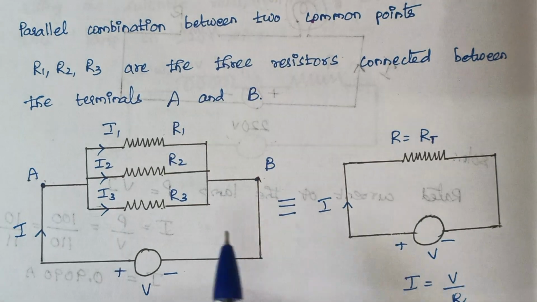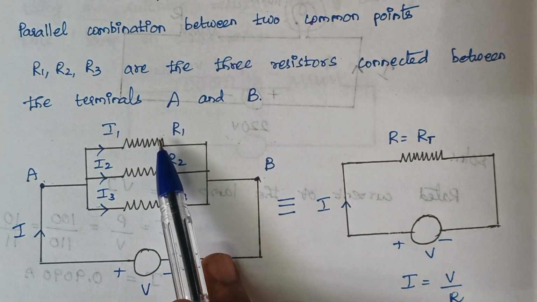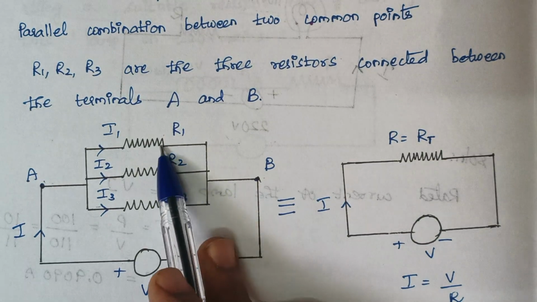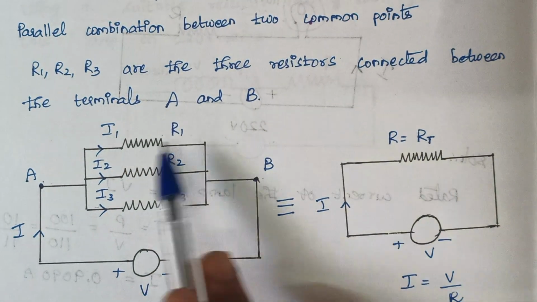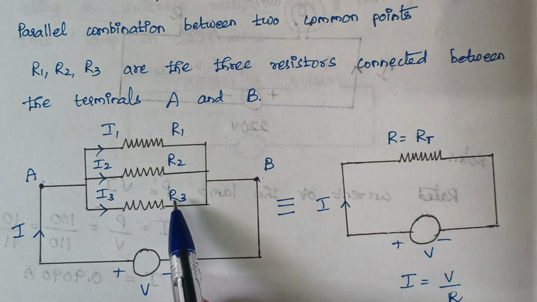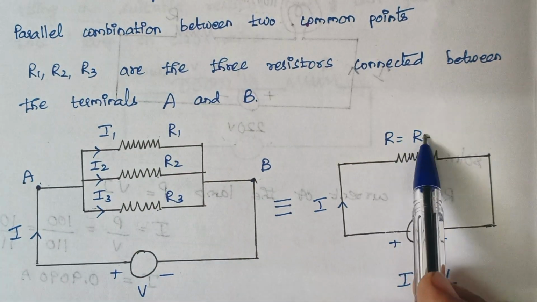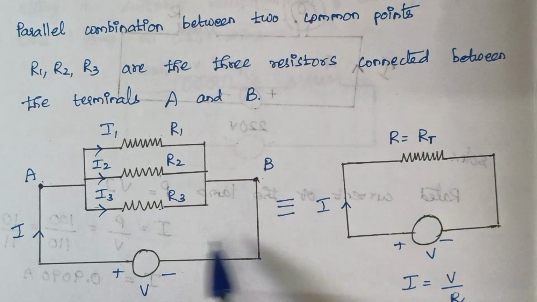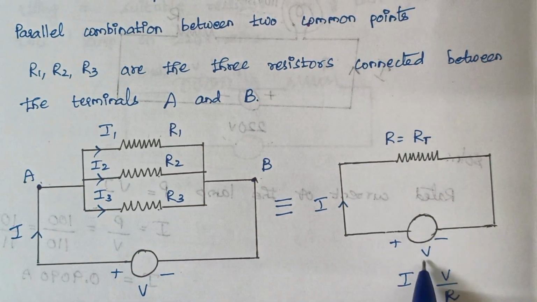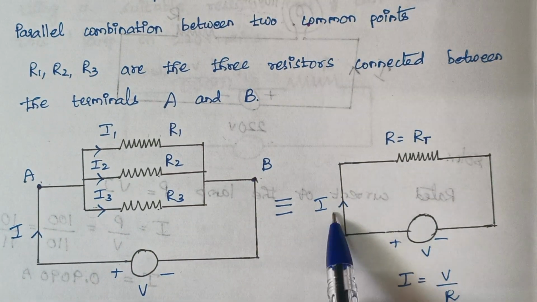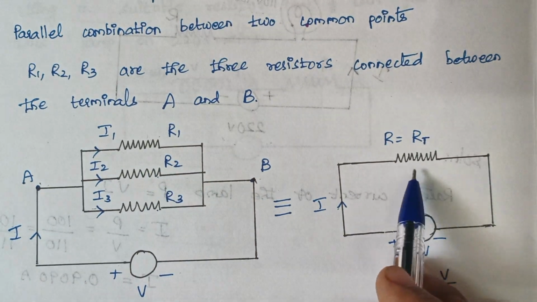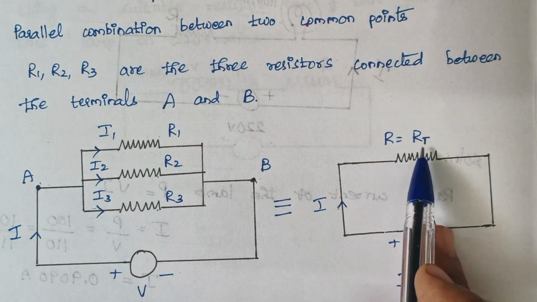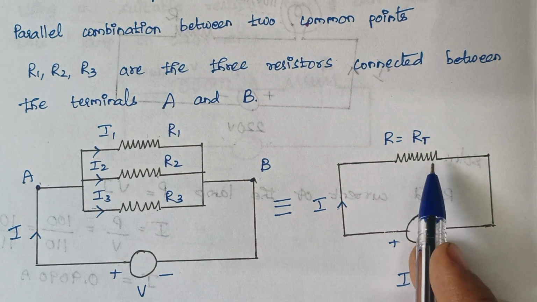So now what we are doing, we are replacing the three resistors with its equivalent resistance. All the three resistors are calculated and finally the equivalent resistance is drawn here, and the rest of the things remain the same, right? Here there is a voltage source and there is a current supply, and here the three resistors are replaced by a single resistor. That's why here R is written as RT, total resistance.